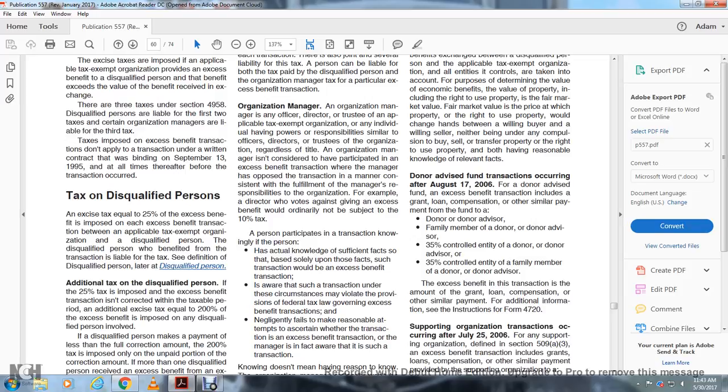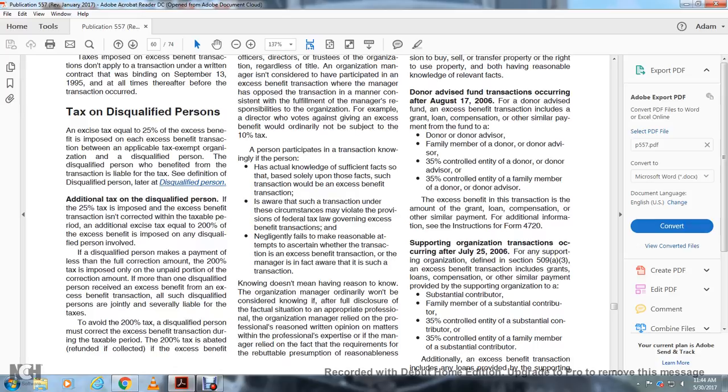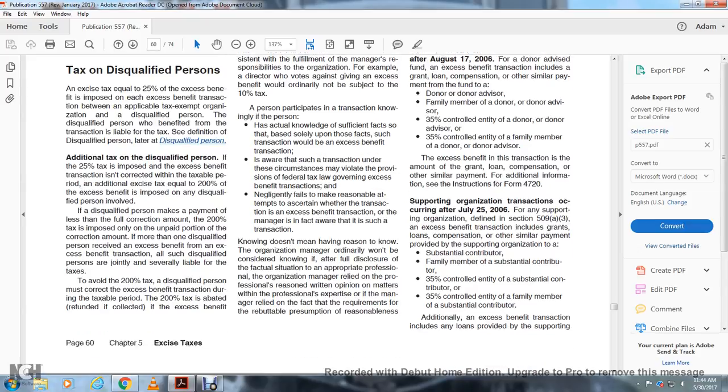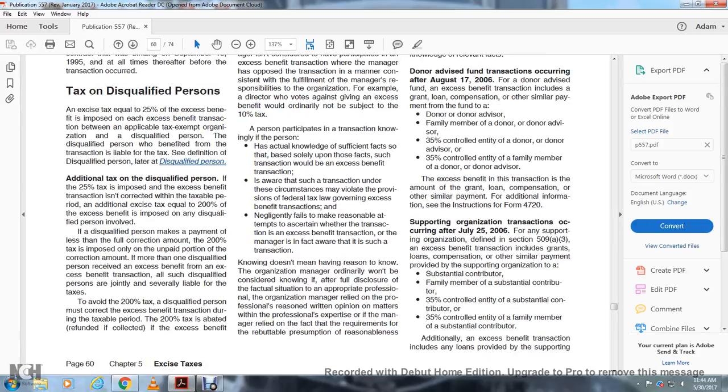A person participates in a transaction knowingly if the person has actual knowledge of sufficient facts, based solely upon the facts, such that the transaction would be an excess benefit transaction, is aware that such a transaction under these circumstances may violate the provisions of federal tax law governing excess benefit transactions, or negligently fails to make reasonable attempts to determine whether the transaction is an excess benefit transaction when the manager is in fact aware of such a transaction. Knowing does not mean having reason to know.